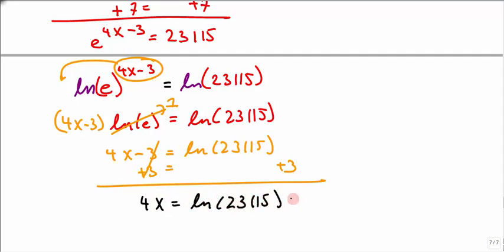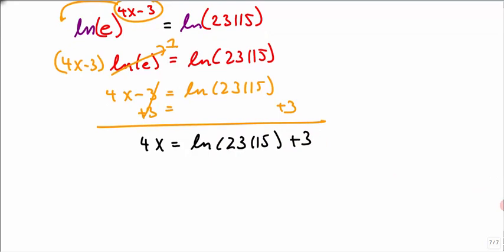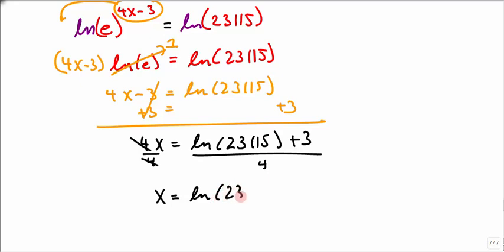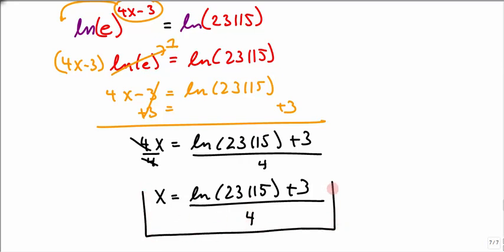And I have 4x equals natural log of 23,115 plus 3. The 3 is not in the argument of the log. And then, of course, divided through by 4. So I get x equals the natural log of 23,115, plus 3, which is not part of the argument of the log, over 4. So this is our exact form. And then, of course, if I wanted to plug this into my calculator to get a decimal form, I could. So exact form and decimal form are both going to be important here.